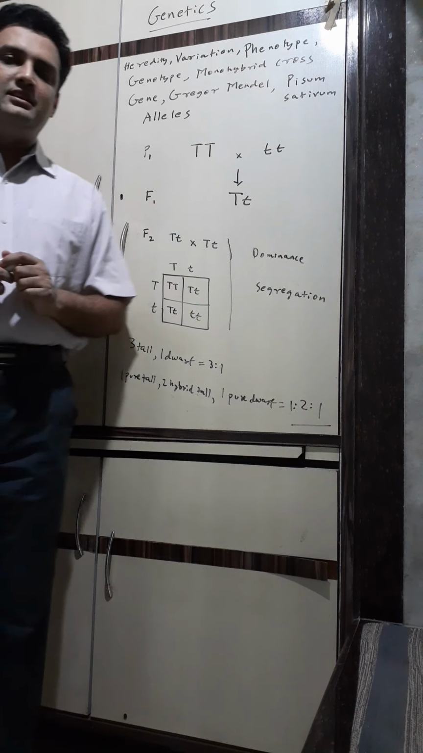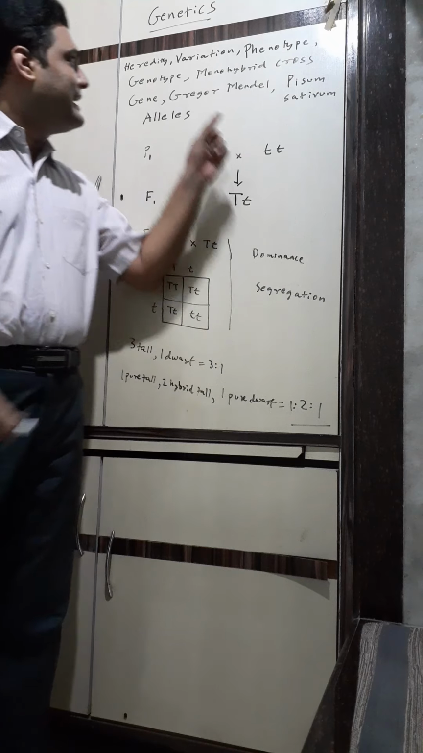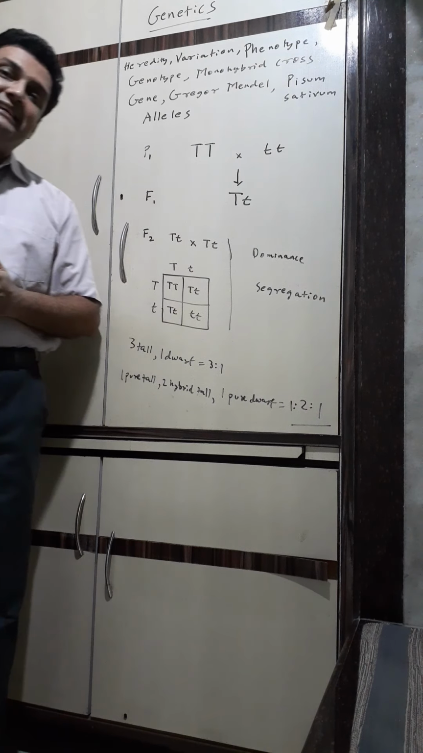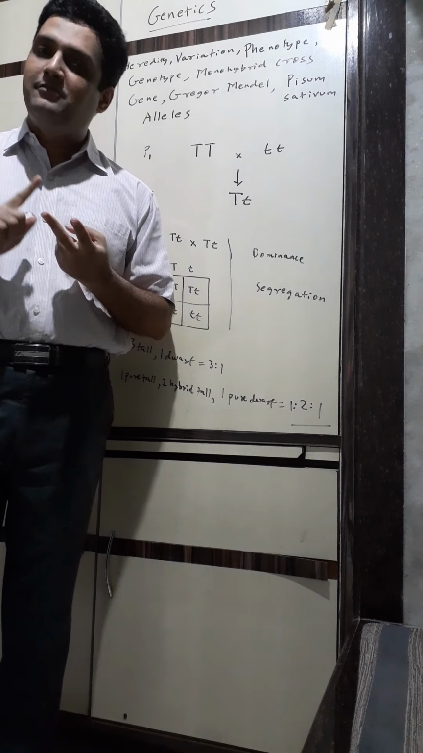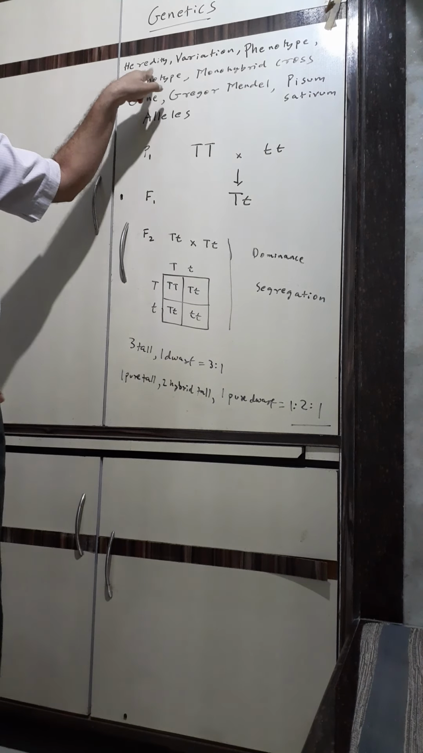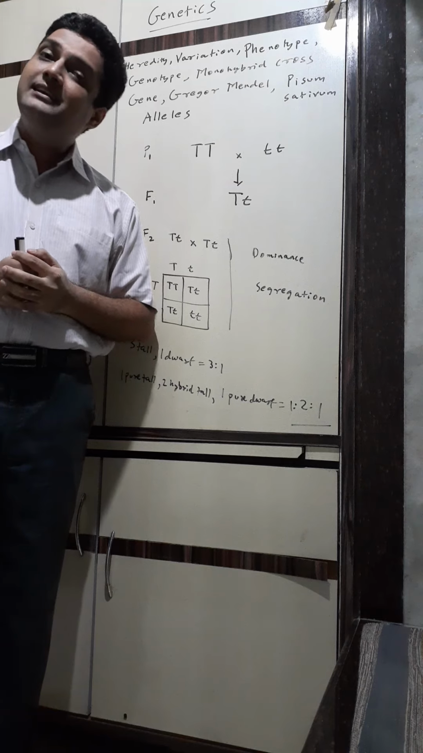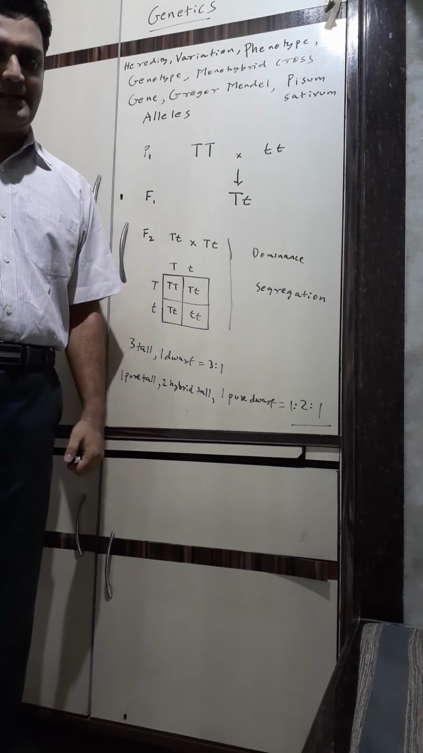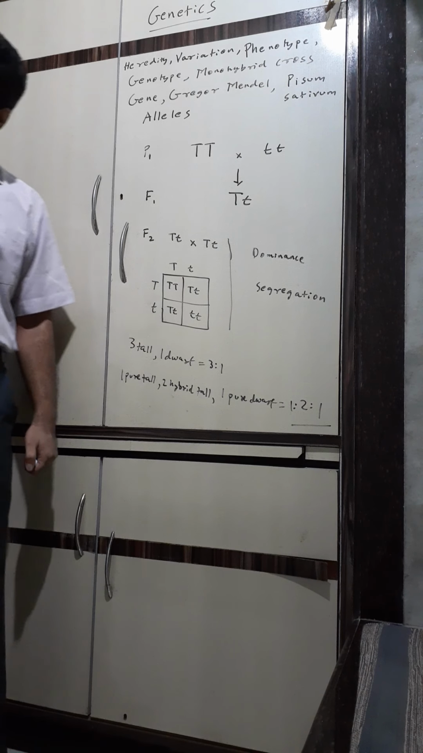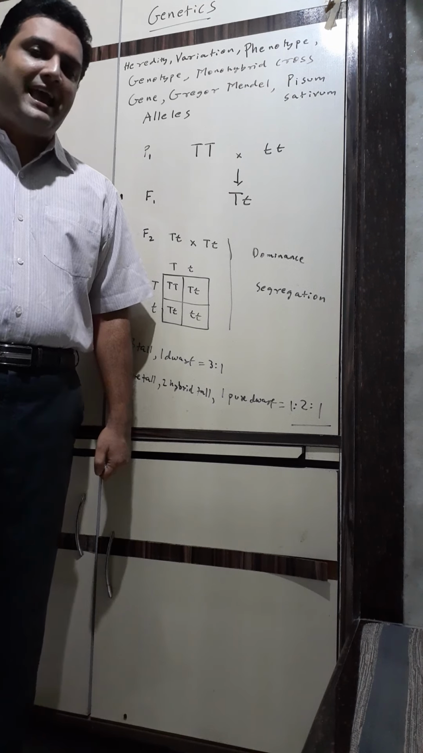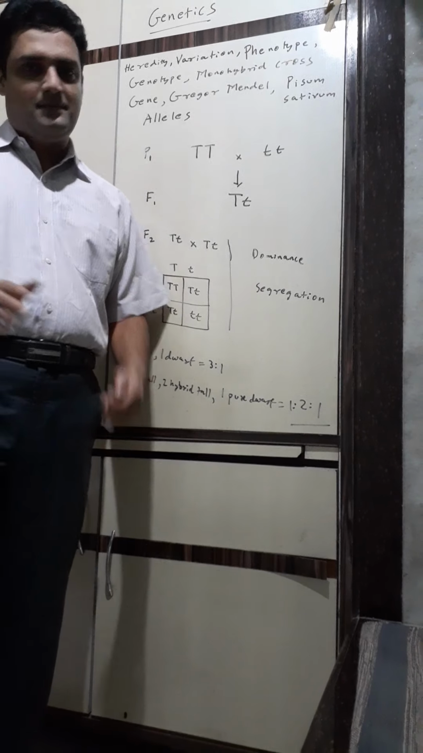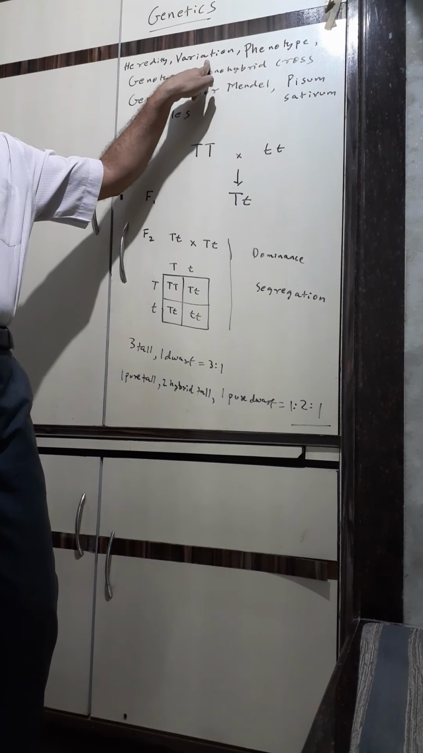Hello everyone. Now we are starting with a new chapter, that is genetics. What is genetics? Genetics is basically the study of heredity and variation. Now what is heredity? Heredity is the similarities between the parents and their offspring or the children. The differences between the parents and the offspring, or between the offspring of the same parent, are variations.